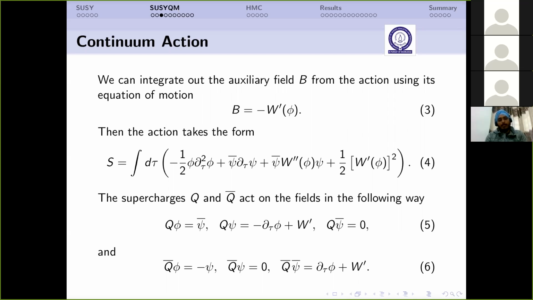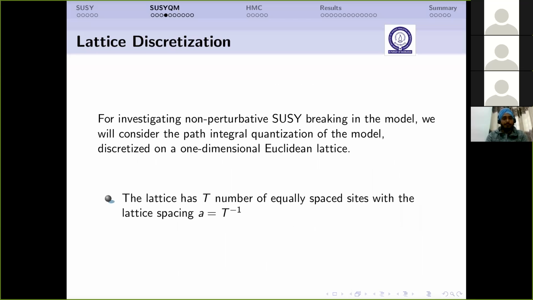By using these, we can prove that both Q acting on S and Q bar acting on S in the continuum give us zero. Though in the discretized version, both will not actually be zero. Only one will satisfy that. But in the continuum, we say that Q acting on S and Q bar acting on S should be equal to zero.